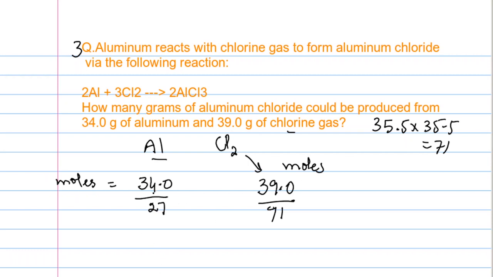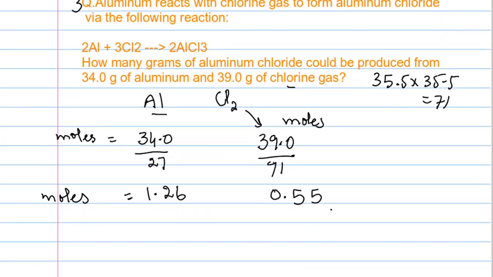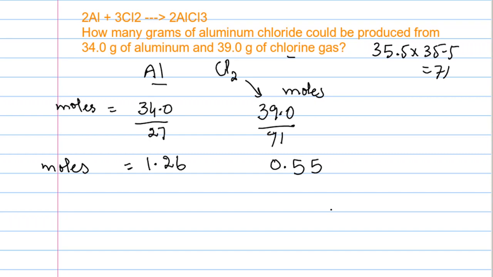So if we divide 34.0 by 27, we get 1.26, and by dividing the chlorine values we get 0.55. So these are the moles of aluminum and the moles of chlorine. Correct? We have got both the moles. Now which reactant is in excess and which one is the limiting reactant? We will calculate and check which one is limiting.